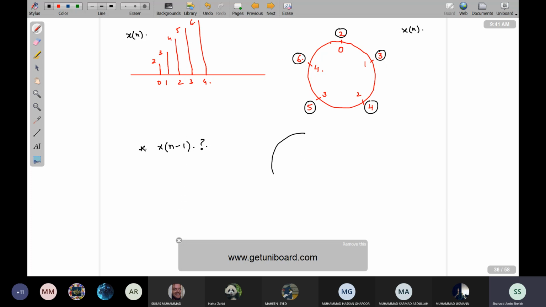What should x of n minus 1 be? Again a circle, with indices 0, 1, 2, 3 and 4, and this time these are the sample values. So x of n minus 1 means I am interested in a shift which is clockwise. So here it will be 2, 3, 4, 5 and 6. I have used this operation to obtain this x of n minus 1.